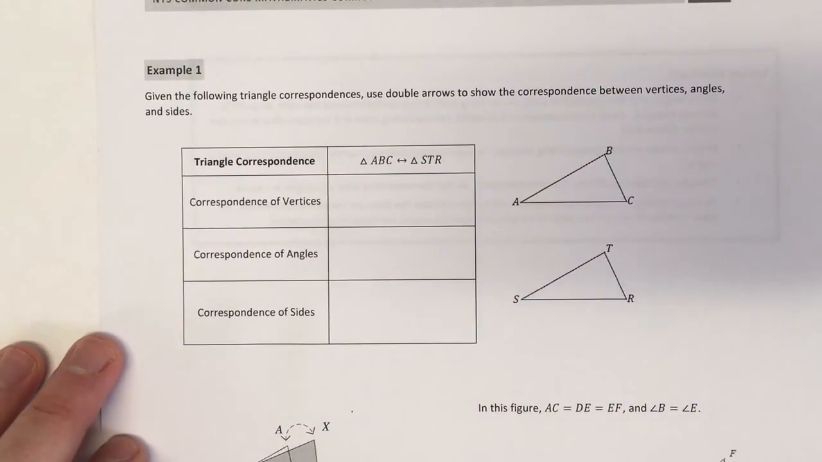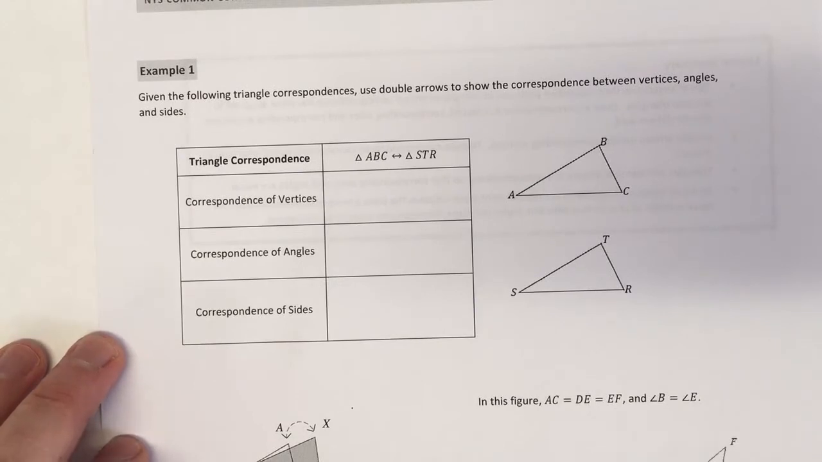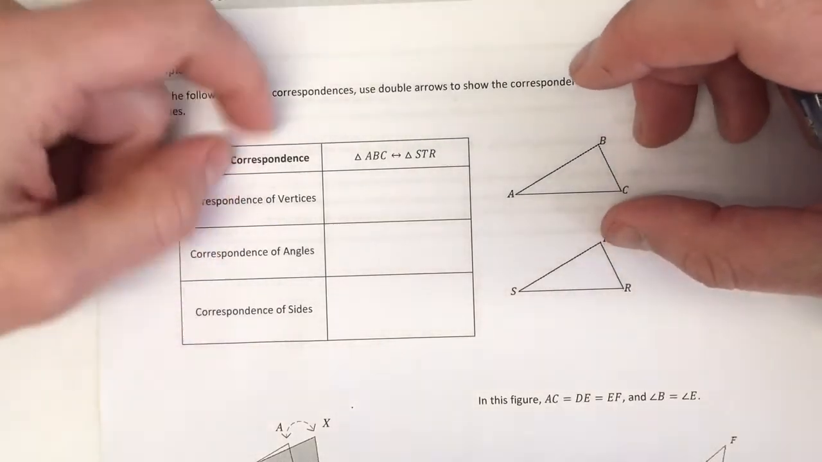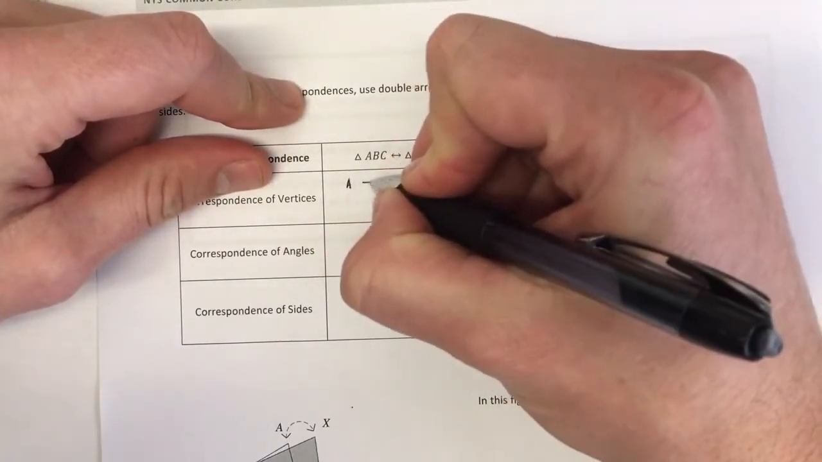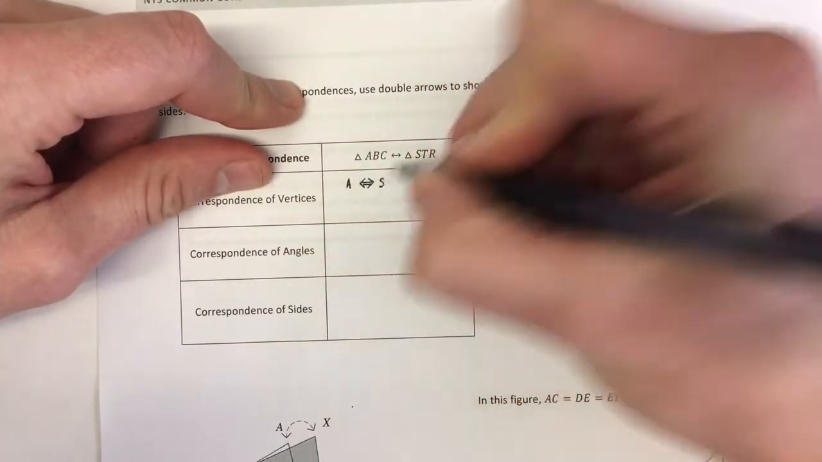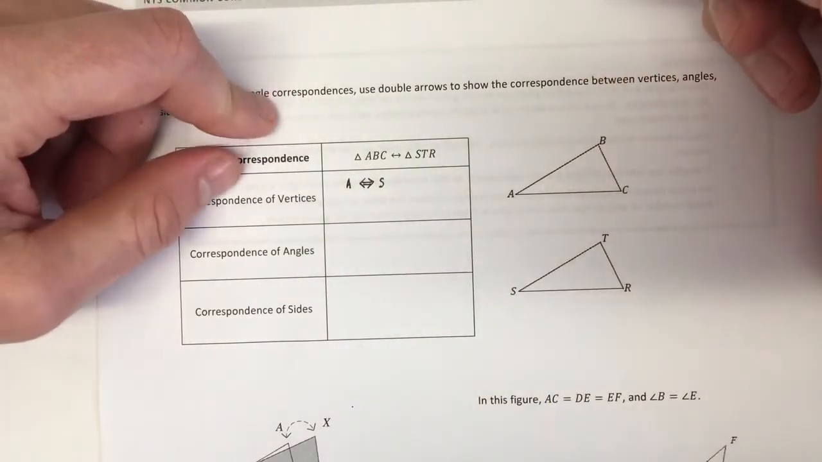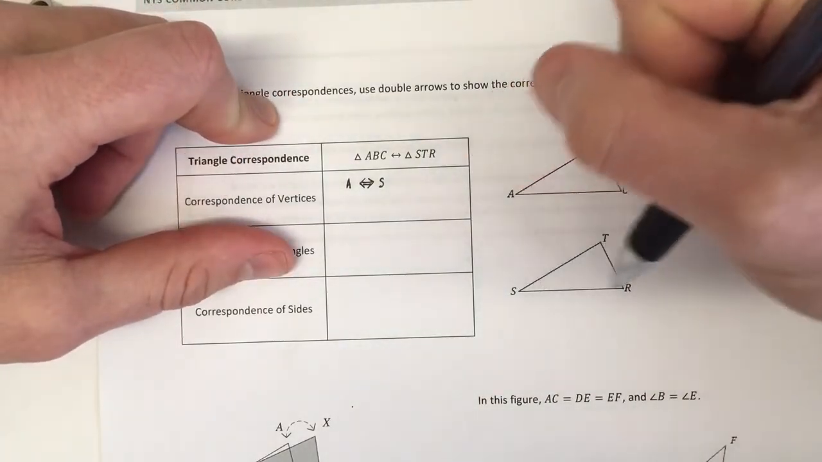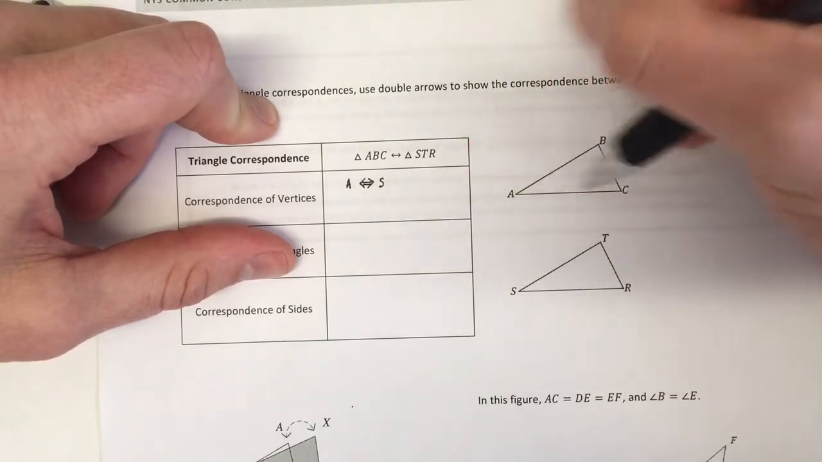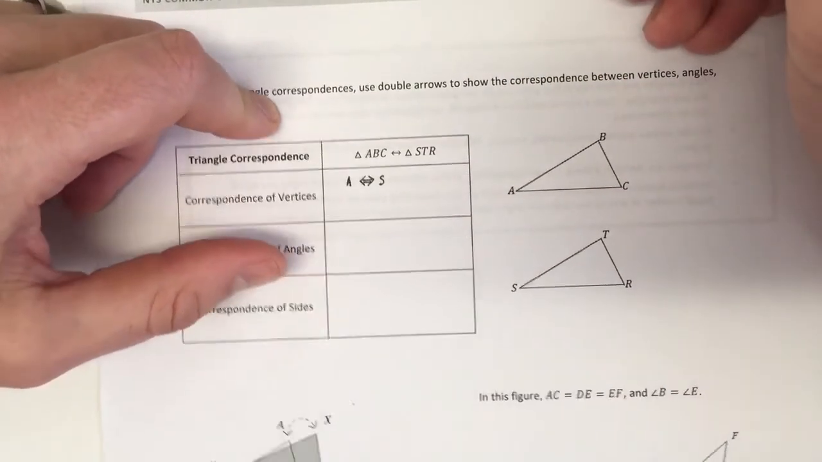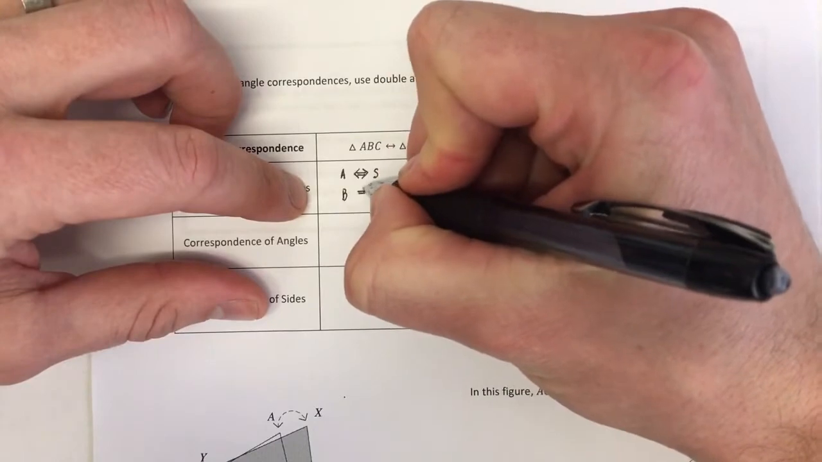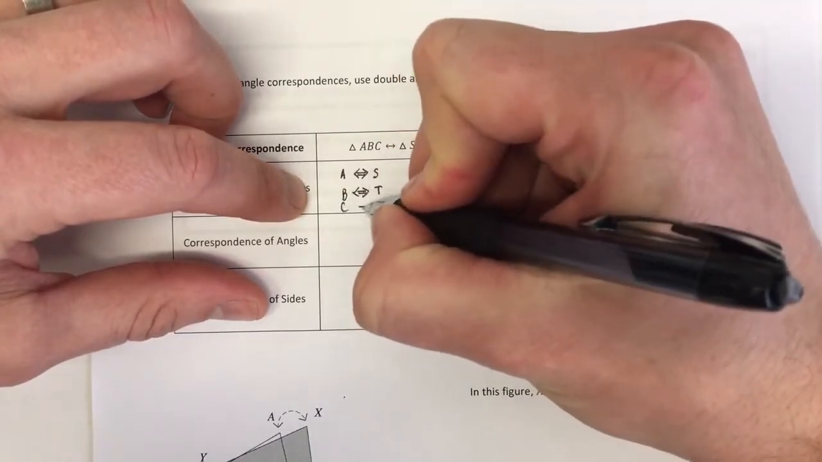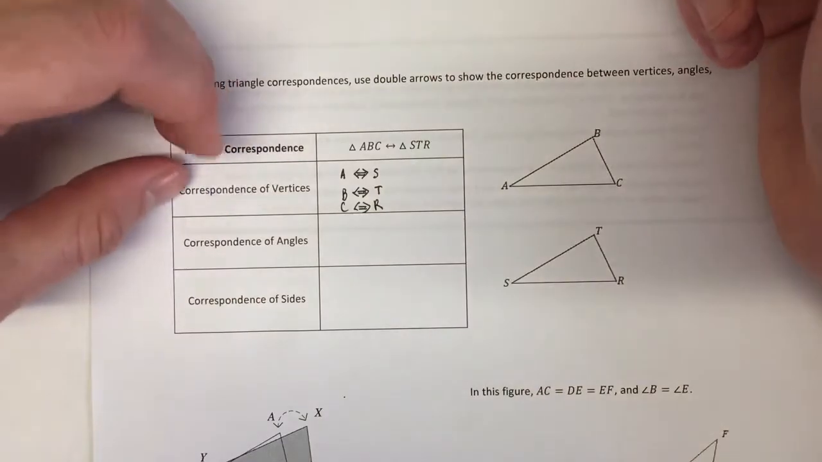It says, given the following triangle correspondences, use double arrows to show the correspondence between vertices, angles, and sides. And so what are the corresponding vertices? Well, A corresponds to S. And notice they're not telling us that the triangles are the same. In fact, I think the triangle RST is a little bit smaller than this. And so what we're really doing is identifying correspondence. So A goes with S, B goes with T, and C corresponds to R.